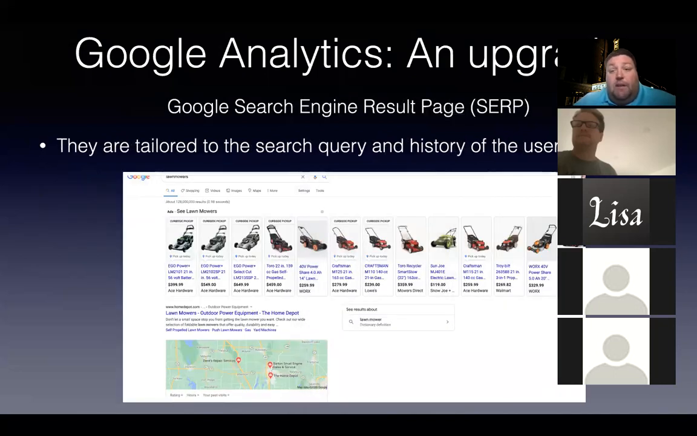So this is another example of a search engine results page, and they are tailored to the search query, and also to the history of the user. So Google and a lot of search engines, and even Facebook and social media, store that information, and then they try to tailor your search results based on what you had searched previously.